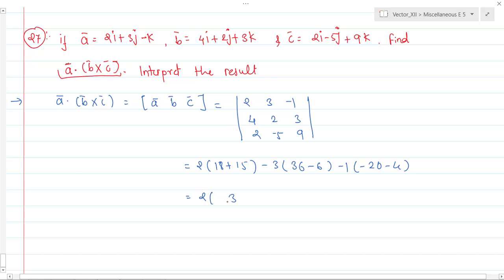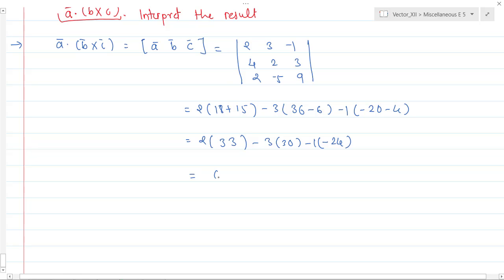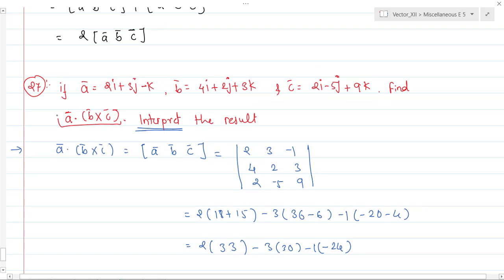which is equal to 2 into, what did we get, 8 5 13 23, so it is 33, minus 3 into 30, minus 1 into minus 24. This is 33 into 2, 66, minus 90, minus minus plus 24. So 66 plus 24, what did we get, boss, this is 90, minus 90, what did we get, 0. Sir, look, here the box product is equal to 0. What can you say, what is your interpretation? Interpretation is that these three vectors are coplanar vectors.